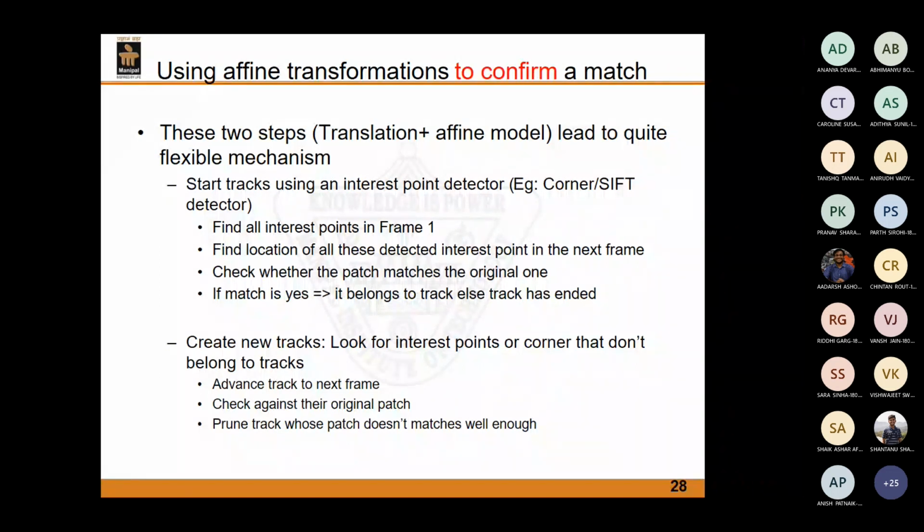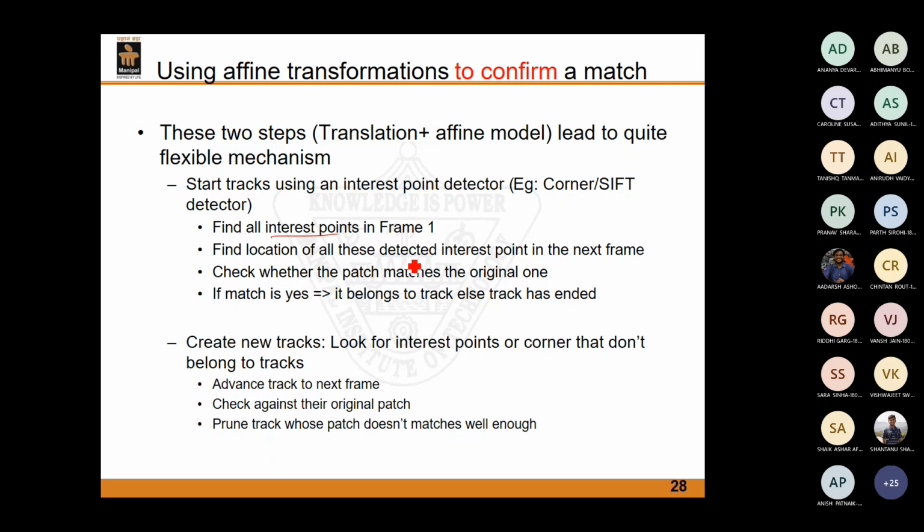I guess we have some more time. So here, just trying to summarize and then I'll finish it off. What we do is first find all the interest points. As said earlier, we need not go with all the points present in the object, but only look at the interest points, that is, the corners or the edges and so on. After finding all the interest points, the next step is to locate all these detected interest points in the next frame.